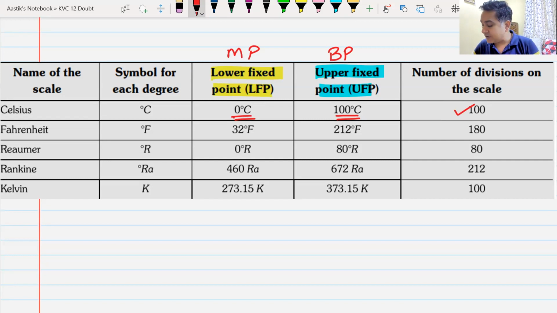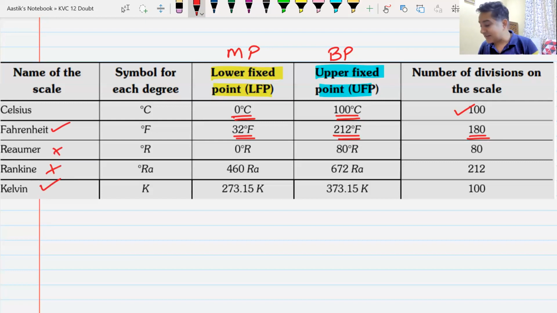On the Fahrenheit scale, the melting point of water or ice was called 32 degrees Fahrenheit. The boiling point was called 212. The number of divisions made was 180. So one division equals 1 degree F. Then we had the Reaumur scale, no one uses it, no one is going to ask you that. Then we had the Rankine scale, no one uses it, no one would ask you that.